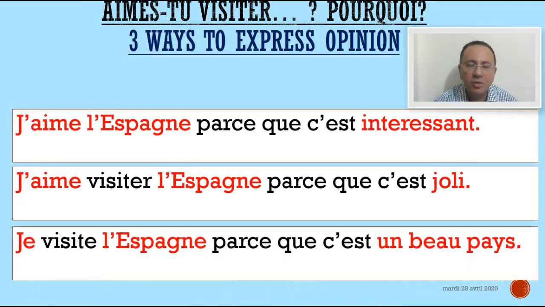In this slide, I'm showing you here 3 different ways to express your opinion and to justify it. If you use the first way, you don't have to use verbe visiter, you just have to put the opinion. The second way to do it is to use verbe visiter just after your opinion. And the third way to do it is without the opinion, and you just put je visite, I visit. Of course, you are free to use any of these 3 ways to express your opinion and to justify it.